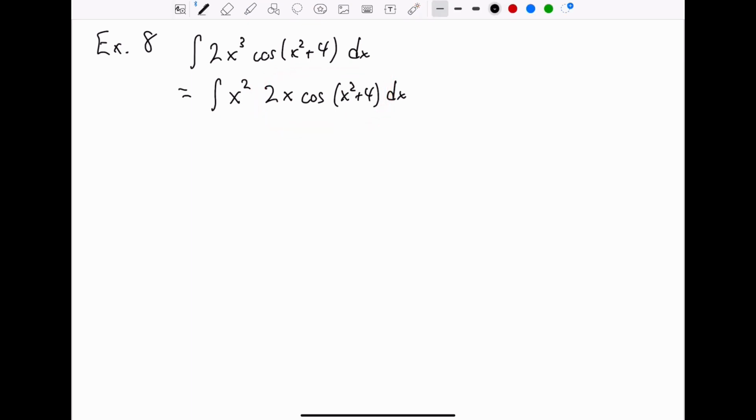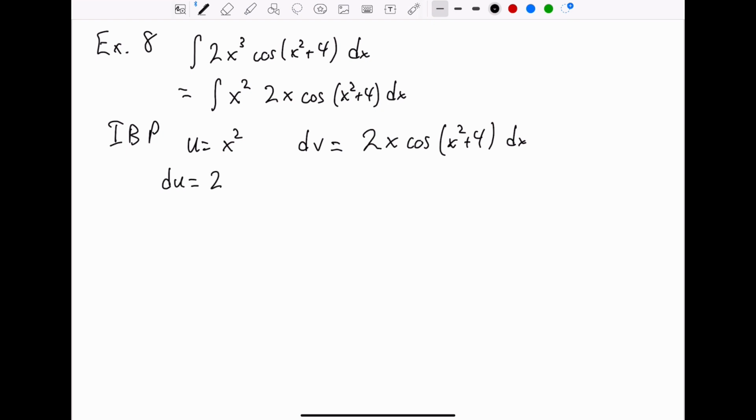Here's what happens. I apply integration by parts. I will choose u equals x squared. dv is everything that's left over, 2x cosine of x squared plus 4 dx. Finding du is easy. It's the derivative of x squared, so 2x dx. v is the integral of dv, so I need to integrate 2x cosine of x squared plus 4 dx. Let's handle this integral off to the side separately.